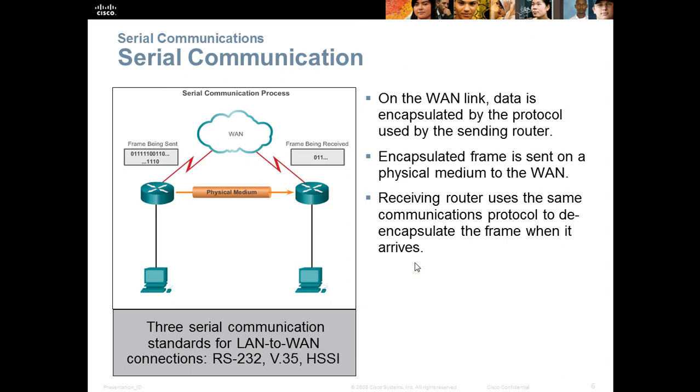On the WAN link, the data is encapsulated by the protocol used by the sending router. This encapsulated frame is sent on a physical medium to the wide area network, and on the receiving end, the receiving router uses the same communication protocol to de-encapsulate the frame when it arrives. This is how serial communication takes place between a sending router and a receiving router. Basically, three serial communication standards between a local area network and a wide area network are RS-232, V.35, and HSSI.